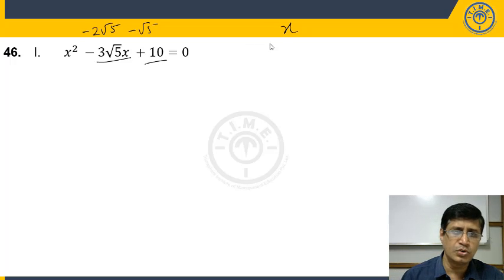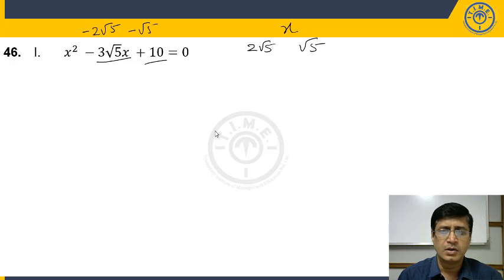So what are the roots of the first quadratic equation? Take the same numbers with opposite sign and divide by the coefficient of x square. So 2 root 5 and root 5 are the roots of the first quadratic equation.